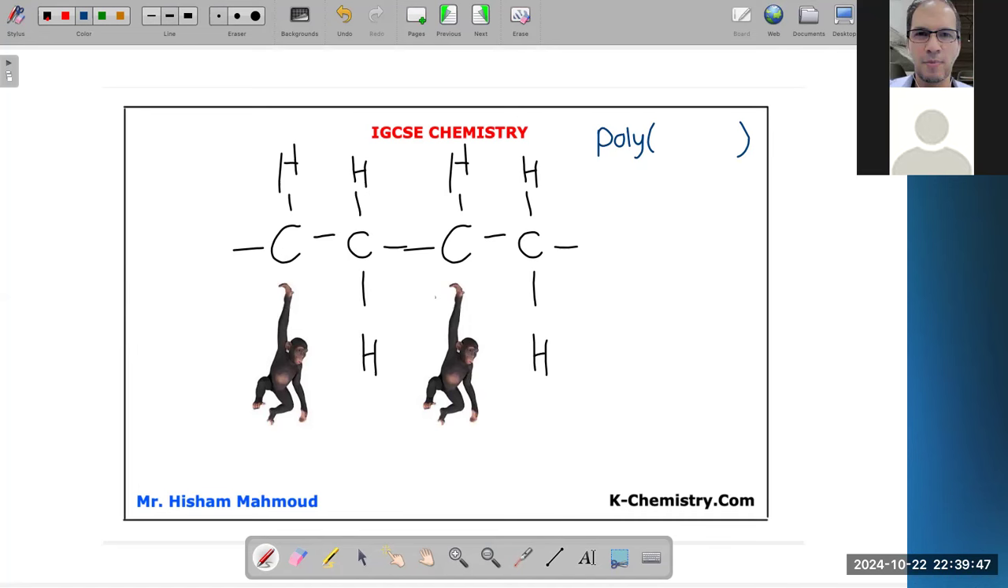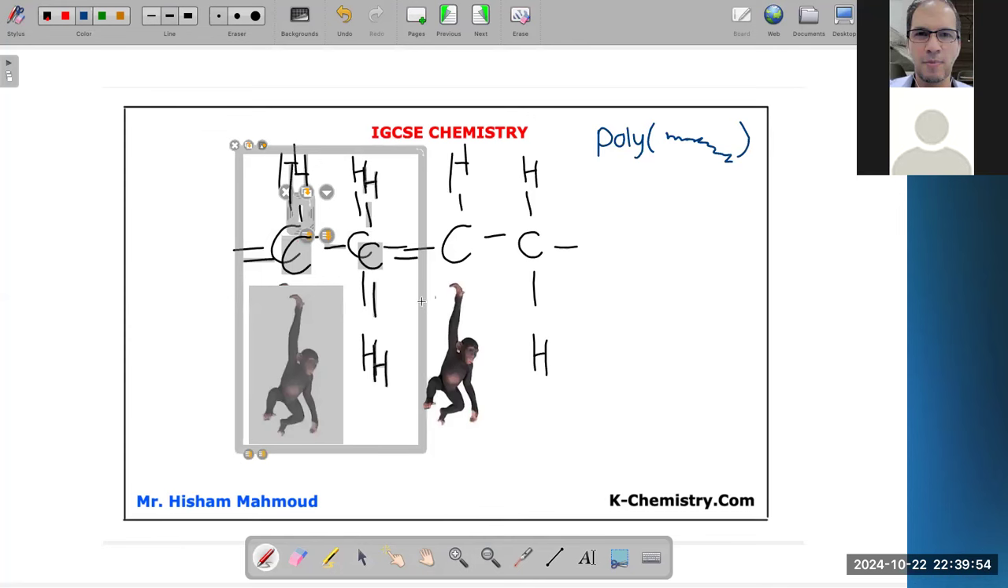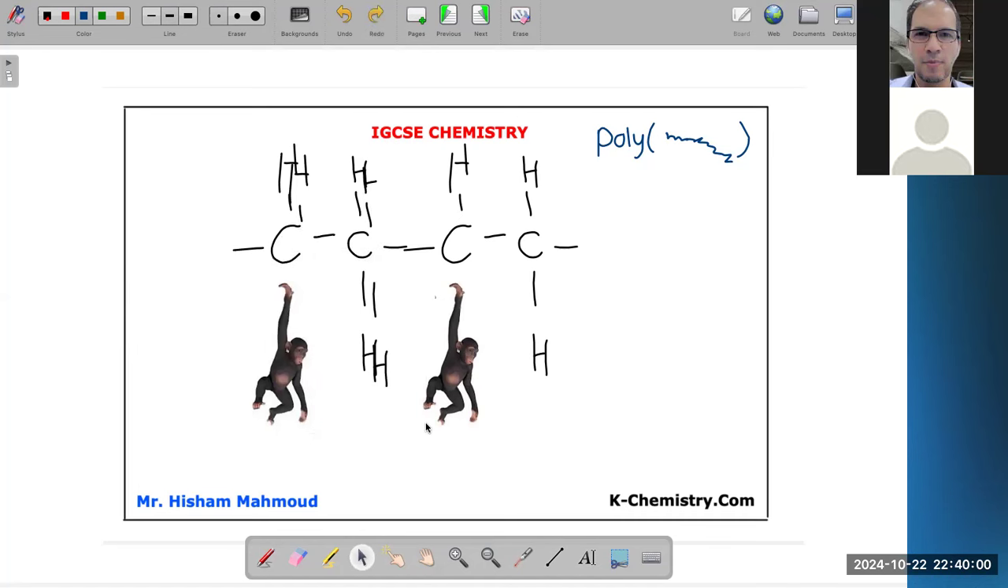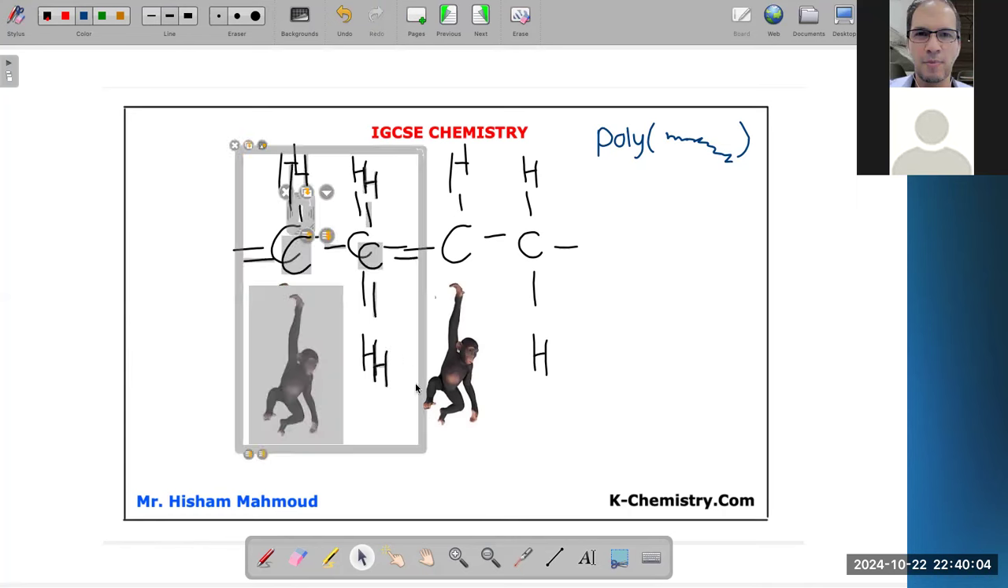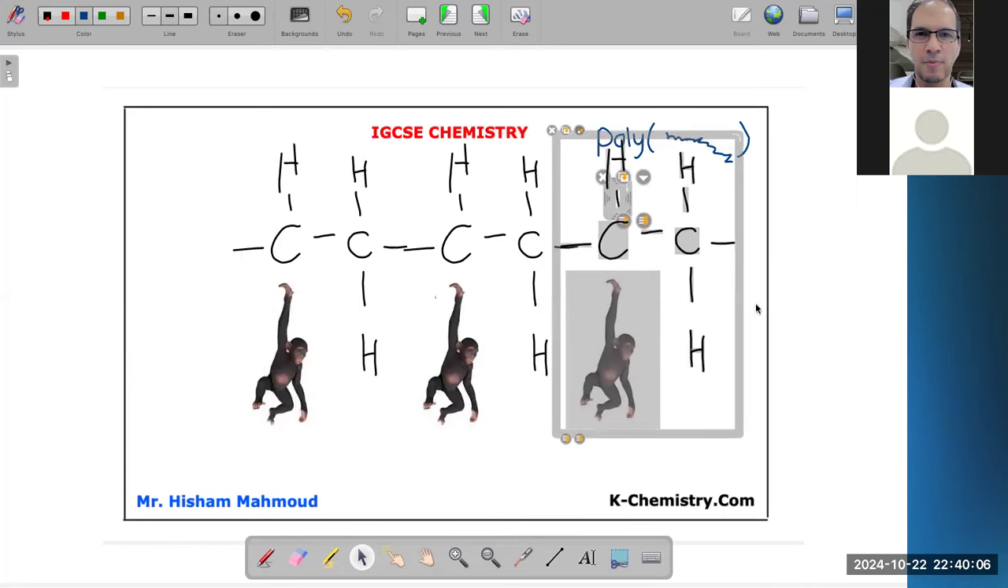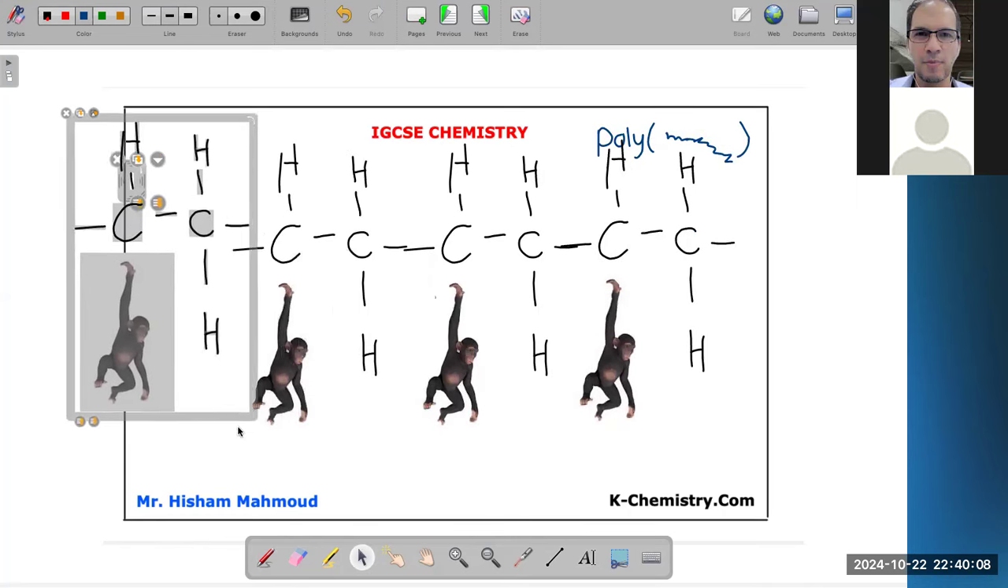Poly, Mancolo. Oh my God. Okay, just copy it and copy it and copy it, and you have your own polymer. Oh my God, it becomes a murmur. Help me, it becomes a murmur. So copy it and put it here, and copy it and put it here.